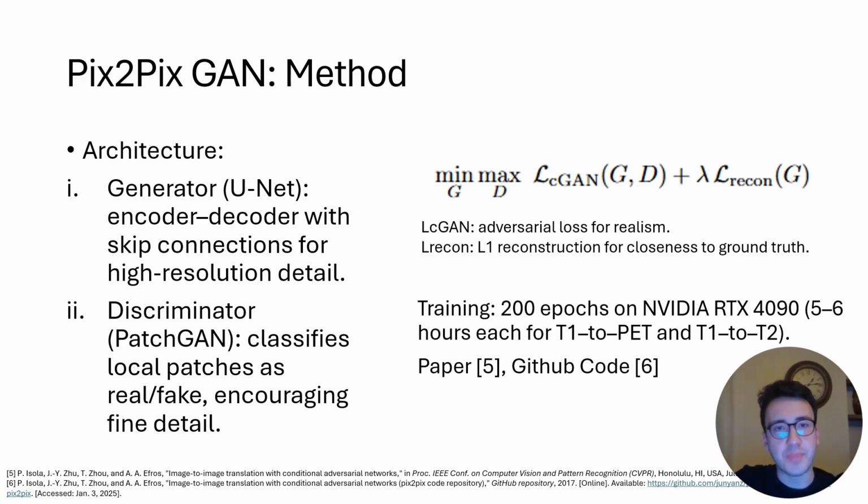And moreover, here's the training loss objective, basically a combination of adversarial loss from the GAN and the reconstruction loss to see how well the synthetic output resembles the ground truth. We train for 200 epochs for both the MRI-to-PET and T1-to-T2 sessions. On an NVIDIA RTX 4090, they took 5 to 6 hours each, around 10 to 12 hours in total. And I have given the references for the paper and GitHub code in this presentation and in the report.